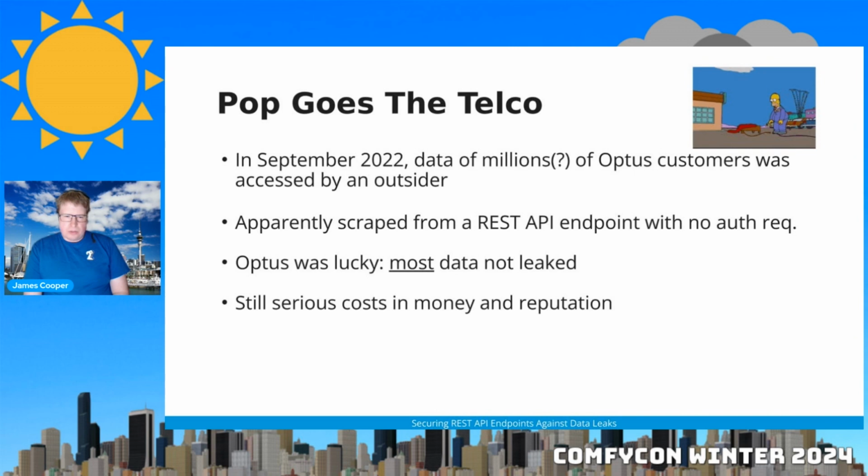Right, so to wrap up, one more time: back in September of 2022, the data of some millions of Optus customers, I heard varying numbers. I think the final number settled on was about 2.1 million, which is almost 10% of the Australian population at the time. Not great. About 2.1 million customers' data was accessed by someone, and 10,000 records of it were leaked. Apparently, it was scraped from an Optus API endpoint that just had no authorization requirements on it whatsoever. In the end, they were lucky that most of it wasn't leaked, but it was still pretty bad in terms of money and reputation cost to them.